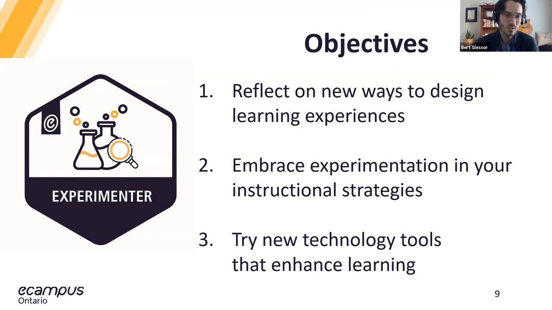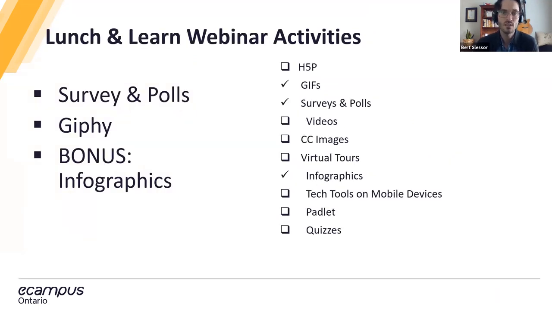And then today's focus is on a couple of technology tools, and some you may know, some you may not. And we're going to try and look at them through a slightly different, conceptual lens. The Lunch and Learn webinar activities on the left are the ones we're going to talk about today and maybe experiment with: surveys and polls, Giphy, if you've never used that, it's a bit of fun. And then if there's time, we'll cover infographics as well. On the right-hand side, if you were to go through the Ontario Extend process and complete the entire badge, you would complete not all of these, but you would pick a good number of them.